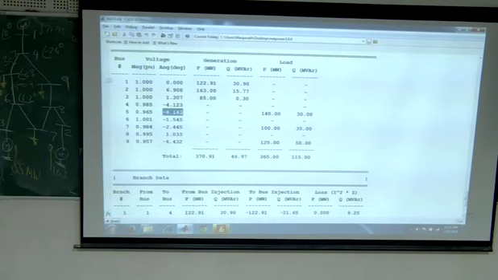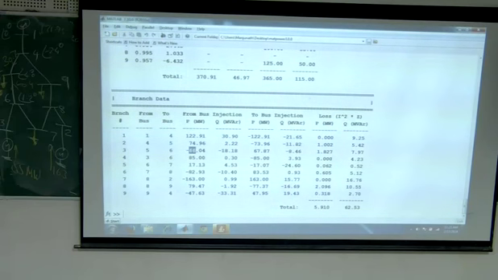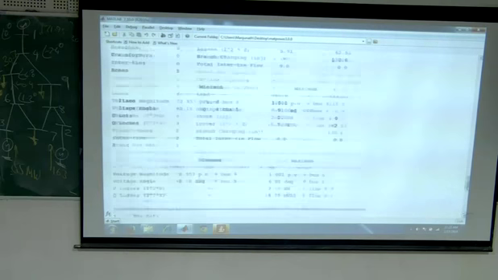What about the power? 4 to 5 is 74.96. Then 6 to 5 is 66. So the addition of these two, 74 plus 66 will be 140. So that way you can change your data and then rerun the program and find the solution. So this is all what is happening with the same solution.